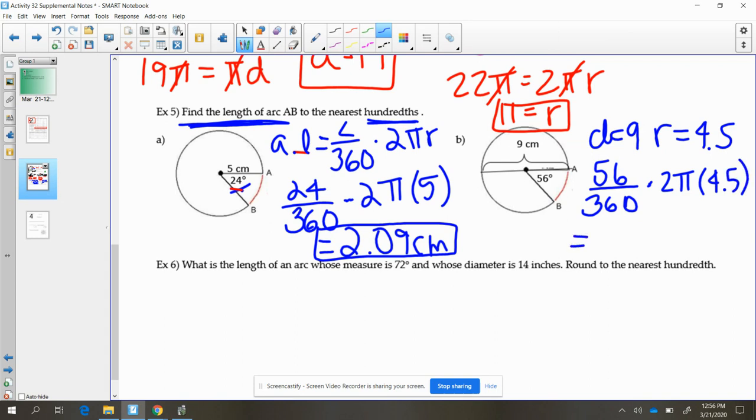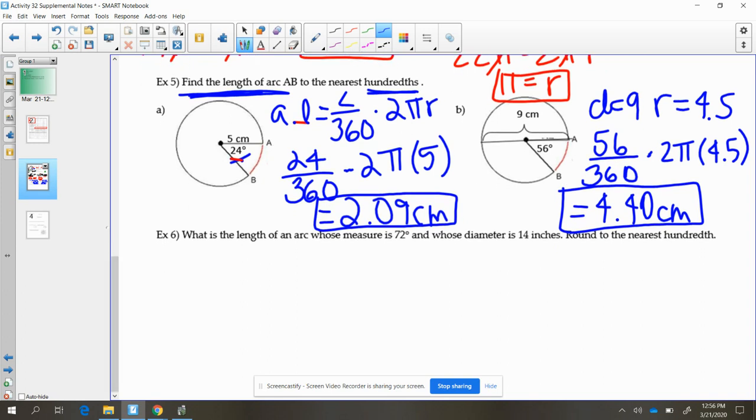So take a moment on your own, type into your calculator 56 divided by 360 times 2 times pi times 4.5. When you round to the nearest hundredth, you're going to want to be careful on this one because hundredth is 2 decimal places. What you're going to notice is this is going to round up to 4.40 centimeters. So again, be very careful on that with your rounding.